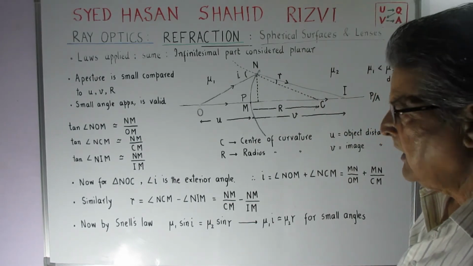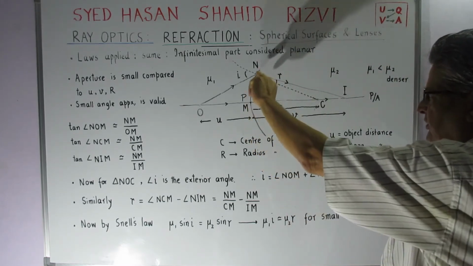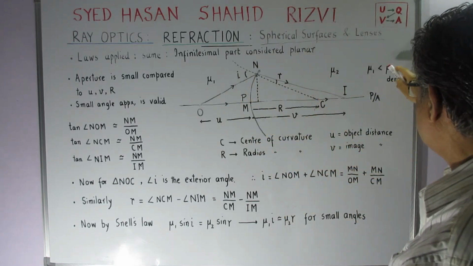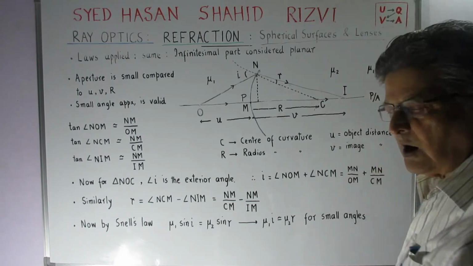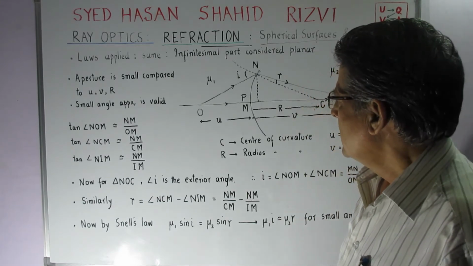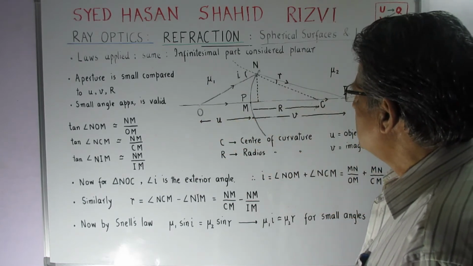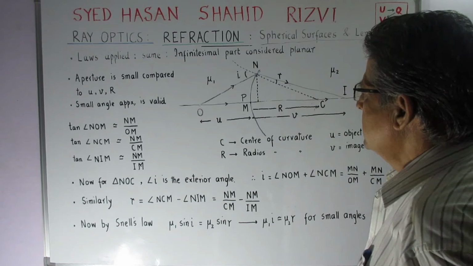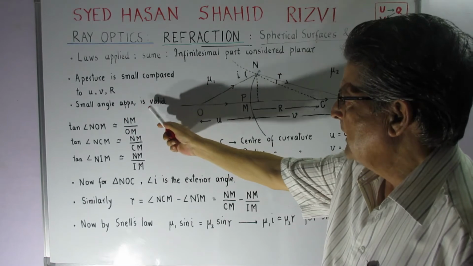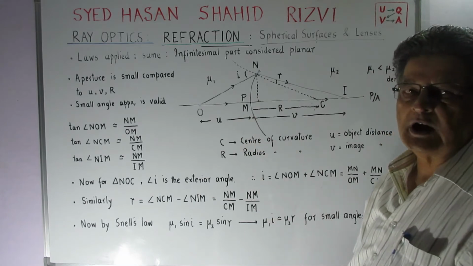And we'll also consider the aperture of this surface, which is separating the rarer medium from the denser medium. We have taken mu1 less than mu2, and mu1 and mu2 are with respect to air, which is taken as the standard. Under these conditions, we have the small angle approximation, with the aperture being too small as compared to u, v and r.